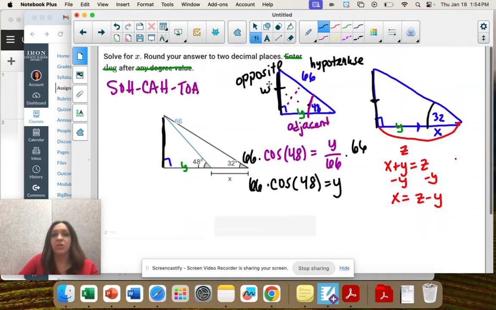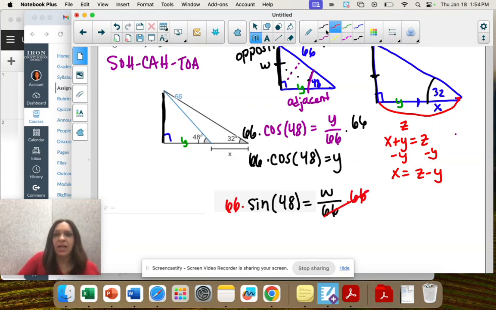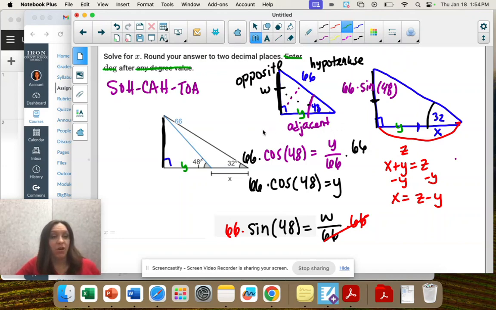So now we're going to use sine with opposite and hypotenuse. So sine of 48 equals opposite over hypotenuse. So times both sides by 66. This side length W is actually 66 times sine of 48. I didn't put it in the calculator because now I'm scared. What if I get it wrong by rounding?